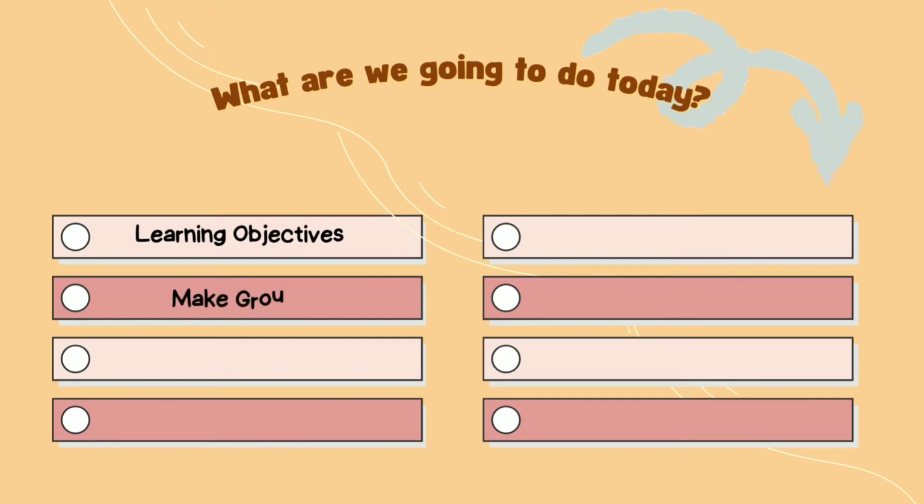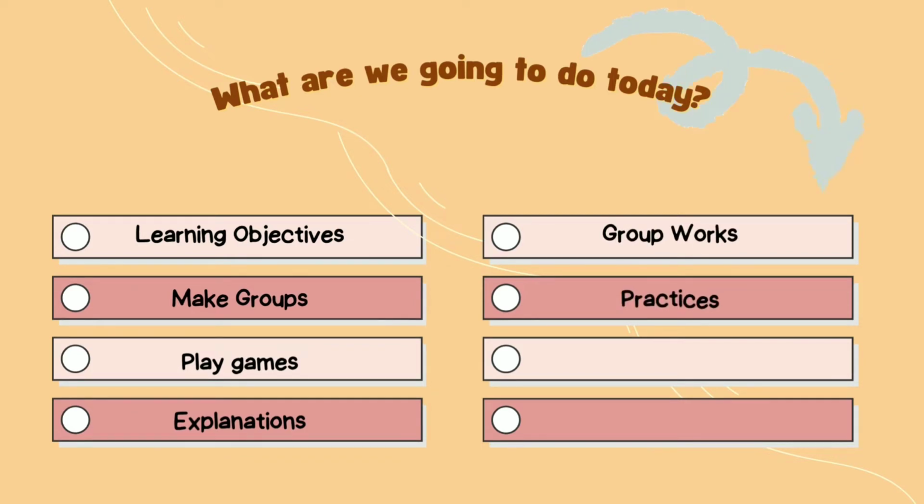Second, you will be divided into several groups, then we will play simple games. After that, we continue with the main activity, explaining learning materials. Then, you will do the exercises, which consist of group work and practices. After doing the exercises, there will be awards for those who get the best scores. Finally, it will end with a learning evaluation.